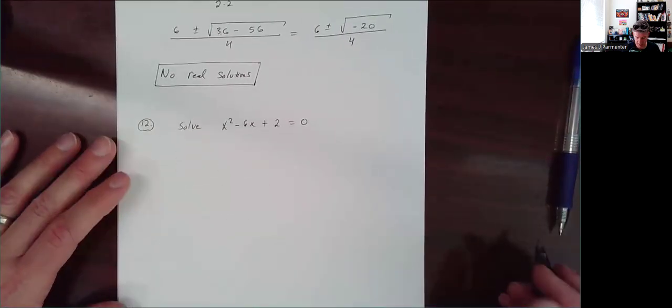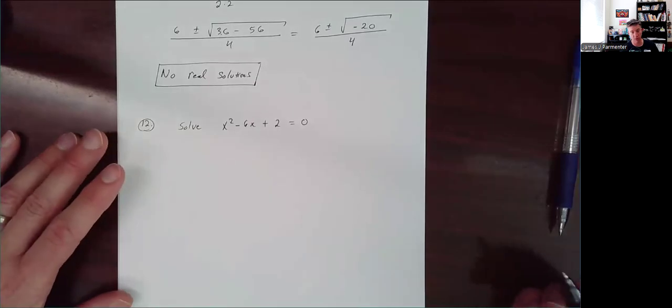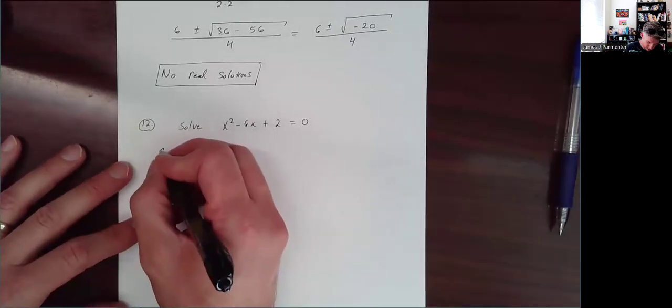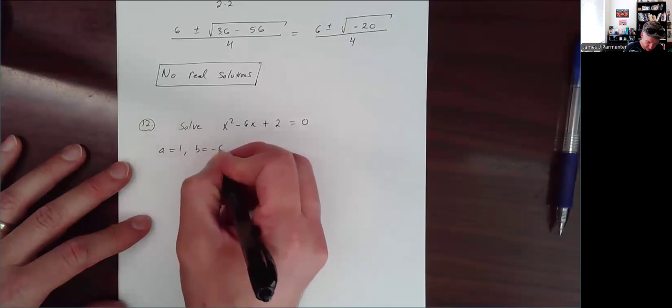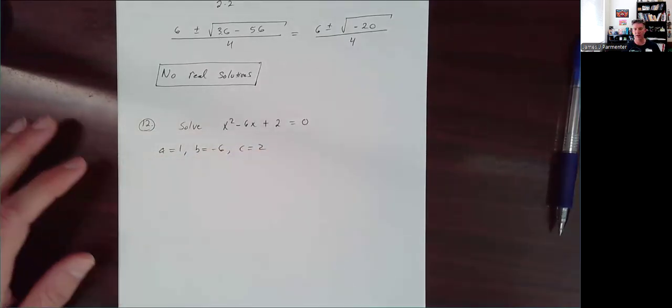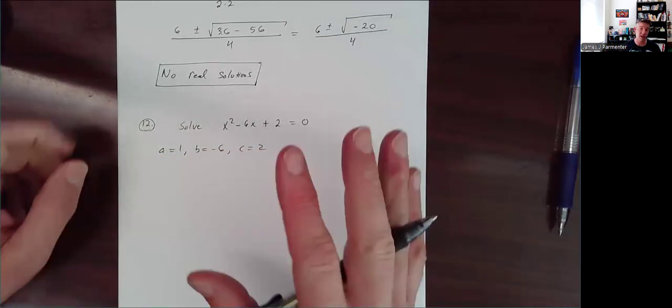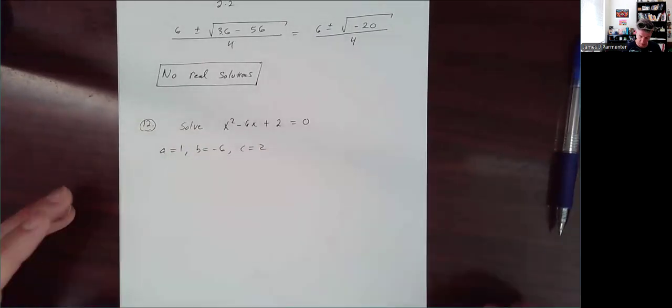Let's look at the next one. This seems like another time to use the quadratic formula. So once again, our A is 1, our B is -6, our C is +2. Oh, I know why I did this one. There's another way to solve this we'll talk about in a second. But one way to solve this would be using the quadratic formula.